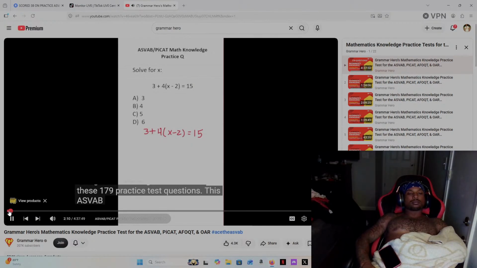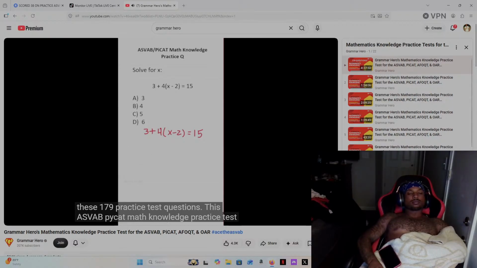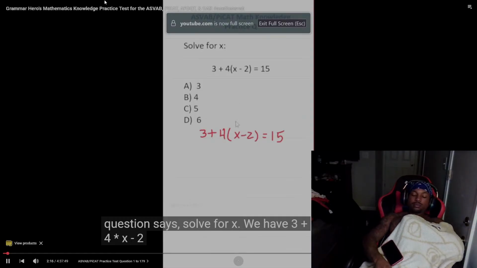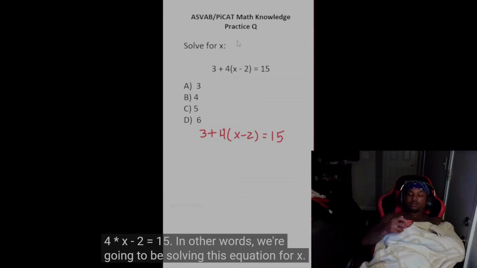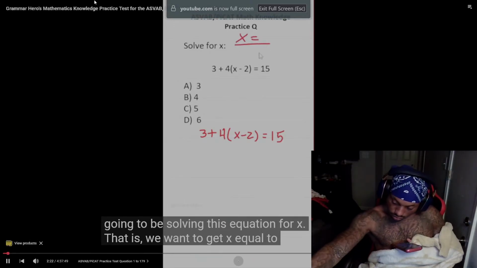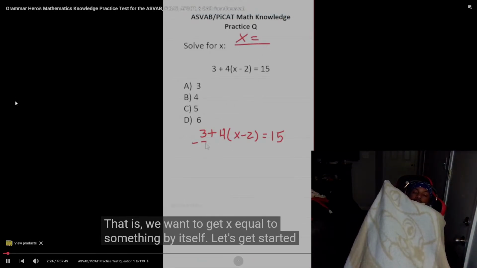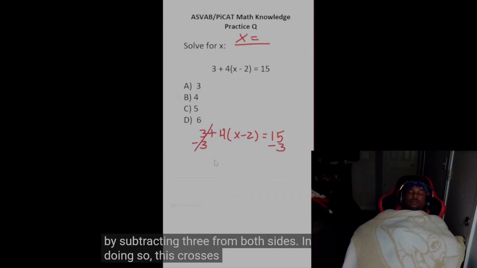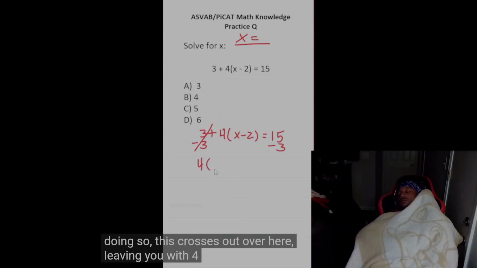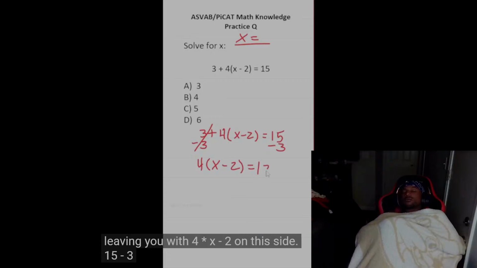This ASVAB PiCAT Math Knowledge Practice Test question says solve for x. We have 3 plus 4 times x minus 2 equals 15. In other words, we're going to be solving this equation for x. That is, we want to get x equal to something by itself. Let's get started by subtracting 3 from both sides. In doing so, this crosses out over here, leaving you with 4 times x minus 2 on this side. 15 minus 3 is 12.